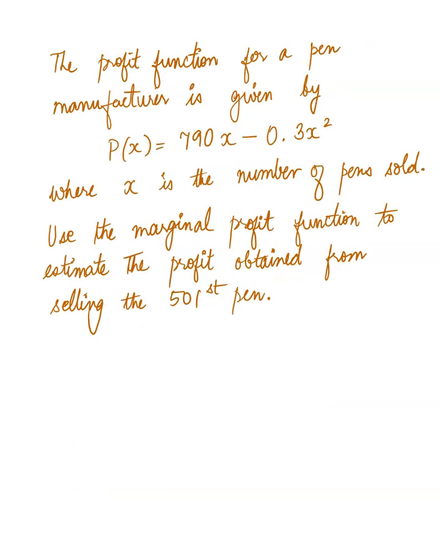I wanted to do this additional problem for better understanding. So here we have the profit function for a pen manufacturer given as P of x, because it's profit, not cost, P of x equals 790x minus 0.3x squared, where x is the number of pens sold. Use the marginal profit function to estimate the profit obtained from selling the 501st pen.